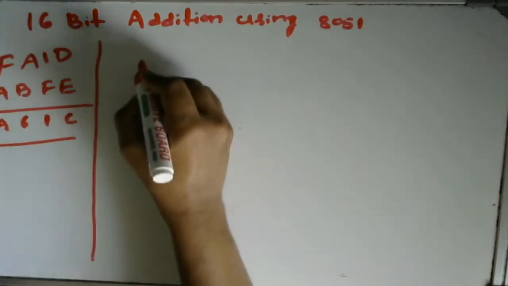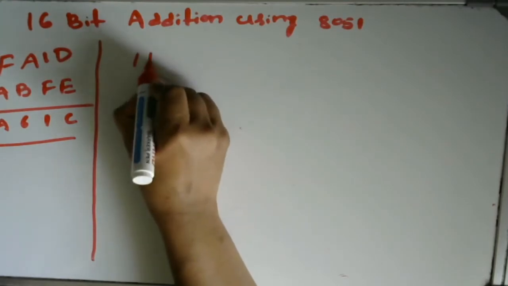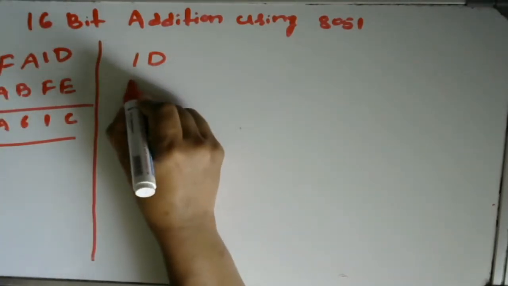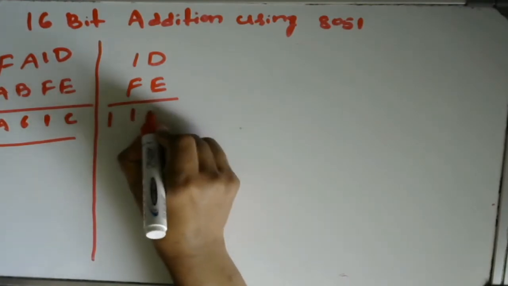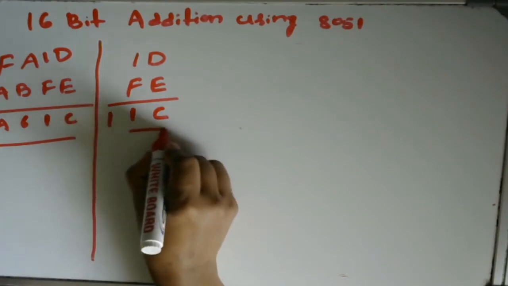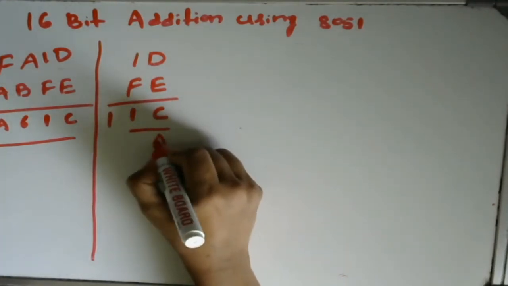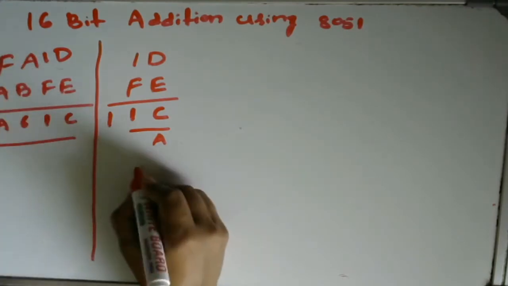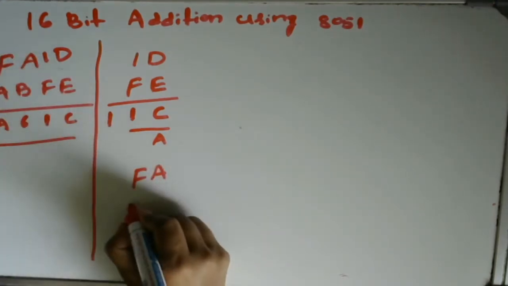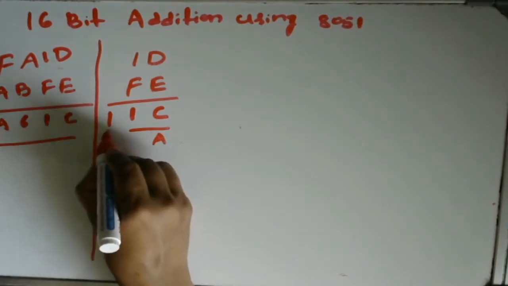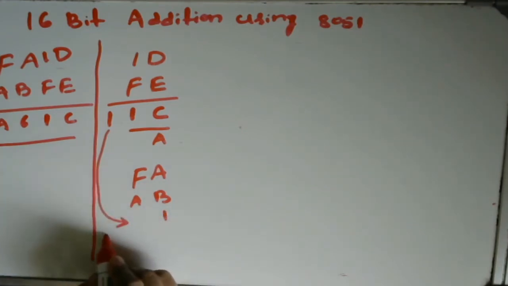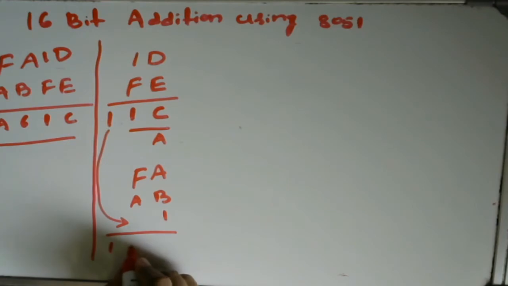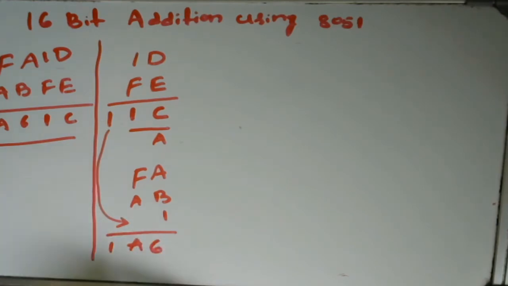First it will take the lower byte of the first 16-bit number and the lower byte of the second 16-bit number, and then add. The result we get is 10E, and this will be present in the accumulator. Next, the same process continues: it will take FA and the higher byte of the second number, along with the carry generated in the first 8-bit addition, and then we get the result 1A6. This is how the 8051 performs the 16-bit operation.